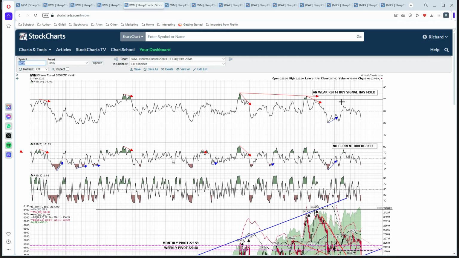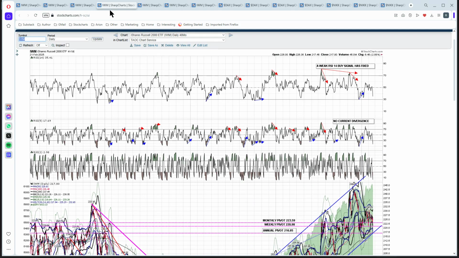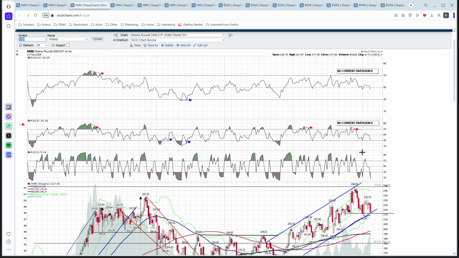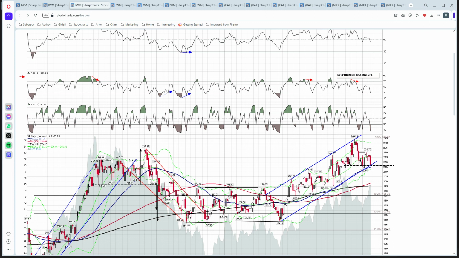We've got a weak RSI 14 buy signal here on the daily chart. On the weekly chart, we were already below the weekly lower band. This has actually been in a downtrend for a while, and we've got a potential channel here, and this could be channel support if it holds. It doesn't need to hold, of course, but if it doesn't hold, then this can go significantly further down.